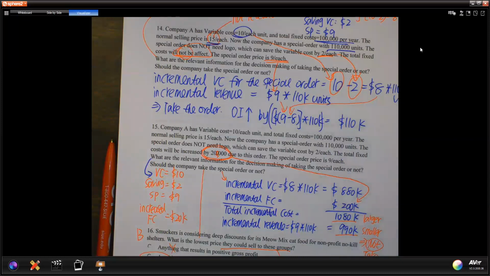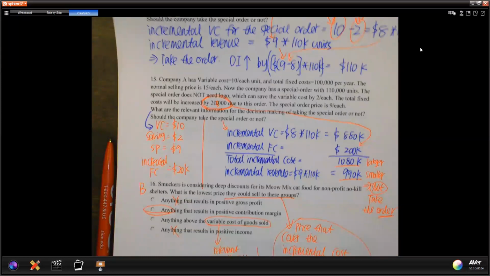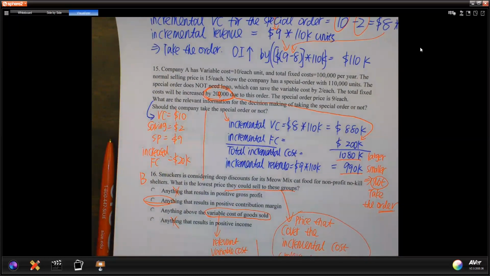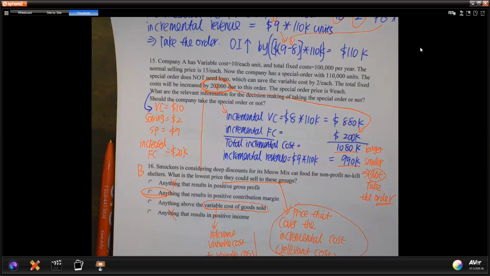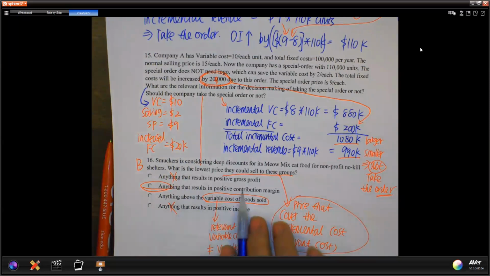Okay, so when you do a special order, you just think about your incremental cost and incremental revenue. Question 16, talking about that, said when you do the special order, what is the lowest price? So we said the lowest price is the one that covers the incremental cost. That means your incremental revenue can cover your incremental cost, which means you have a positive incremental contribution margin.